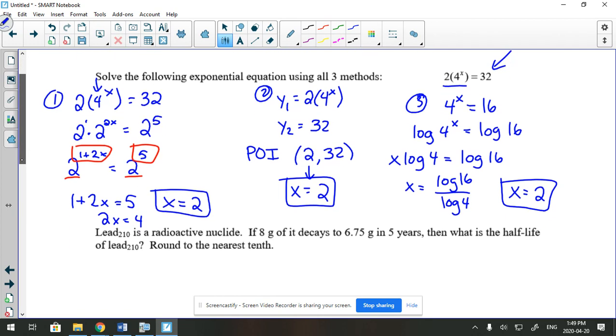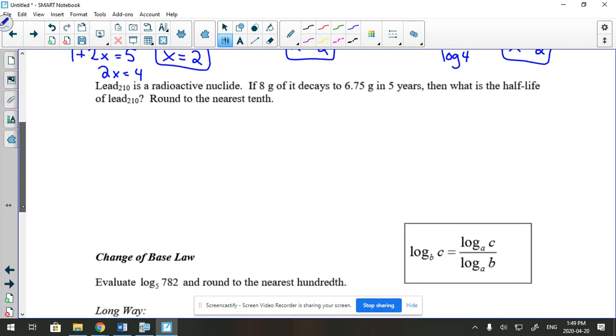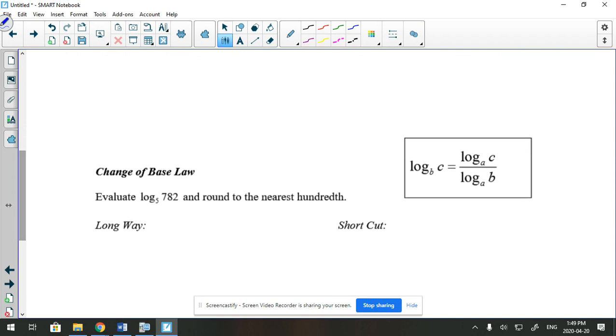I'm going to skip the word problem, maybe have a look through, make sure you remember how to set it up. And I solved it by logarithms, so you can see I have that method. This is super important. Change of base law, it makes your life so much easier. And I'm going to show you what this means and what you can do with it.